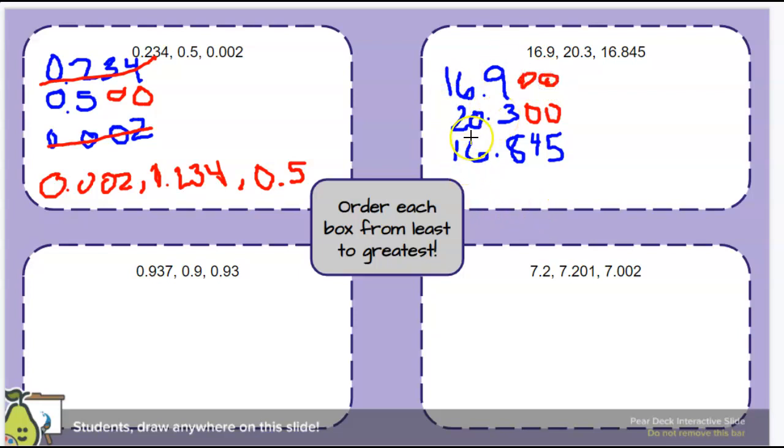I'm going least to greatest again. So already I know my greatest is going to be this 20, because it's a 20 as a whole number. I'm just going to put that one down because it causes me less work, since I already know that one. So that one's done. Then I look and I go, okay, I've got 16 and 900 thousandths or 16 and 845 thousandths. The 845 is actually smaller, just barely, but it matters here.